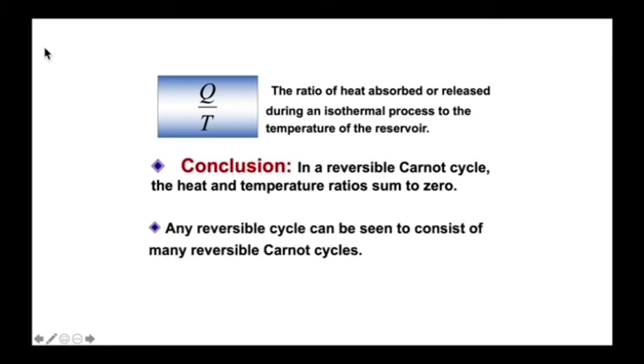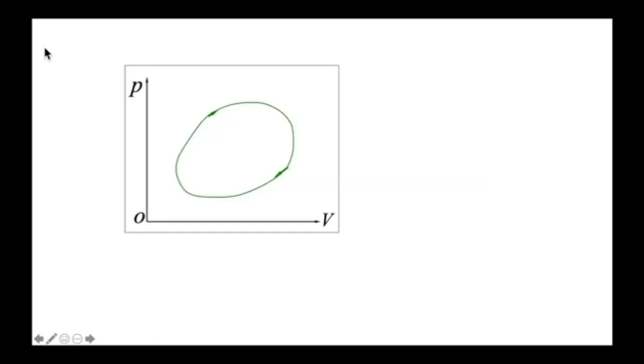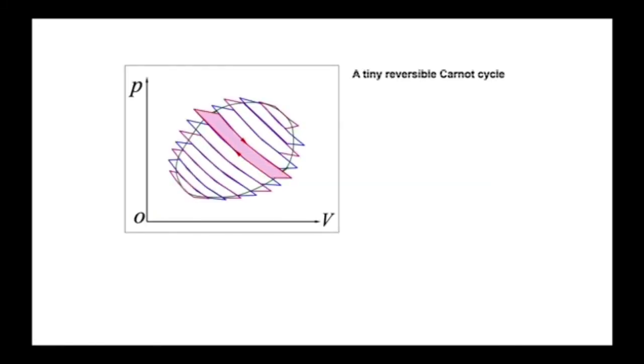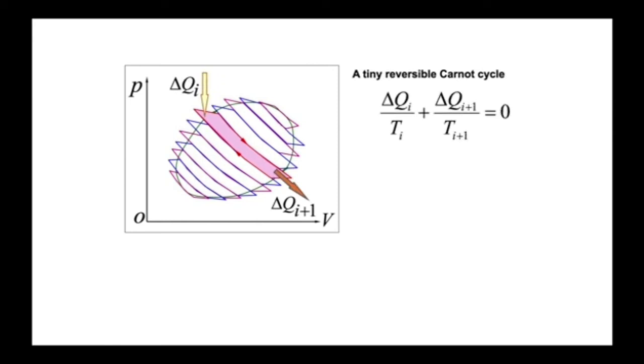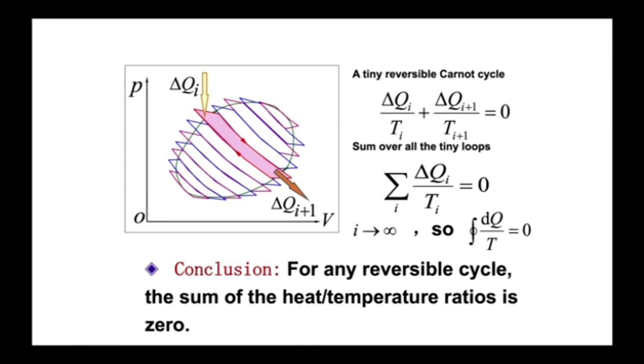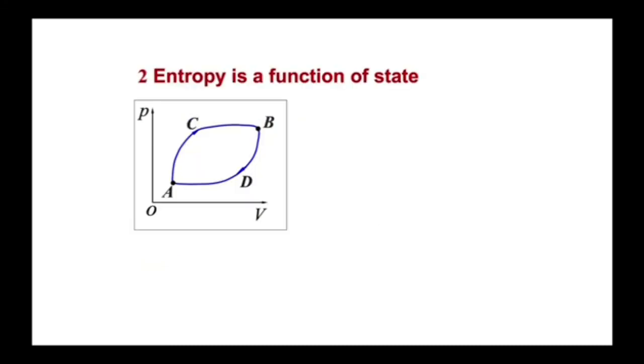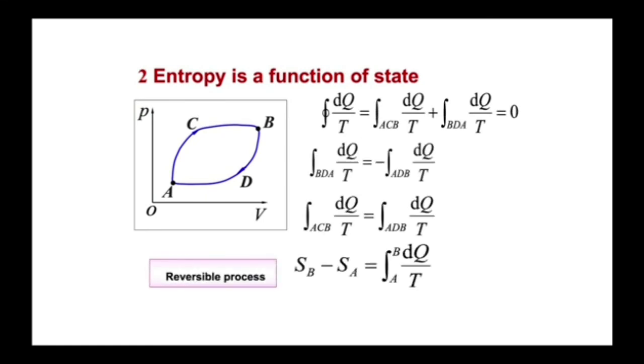Any reversible cycle can be seen to consist of many reversible Carnot cycles. It looks like this on the PV diagram. We draw a cycle, and now we have dQi and dQi plus 1. Using the equation, we can conclude that for any reversible cycle, the sum of the heat to temperature ratios is 0. Entropy is a function of state. Using the diagram and formula, we can get the equation SB minus SA equals the integral of dQ by T.